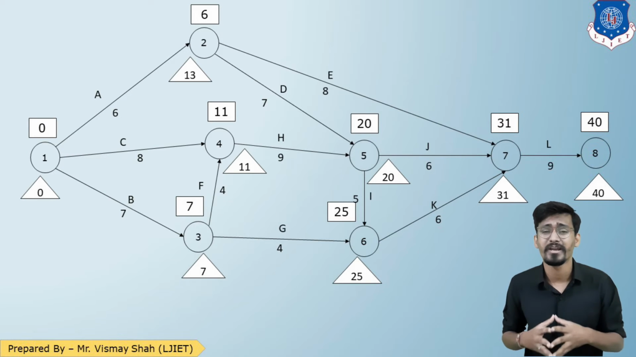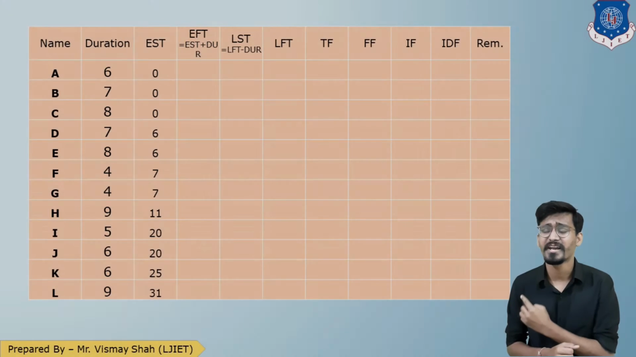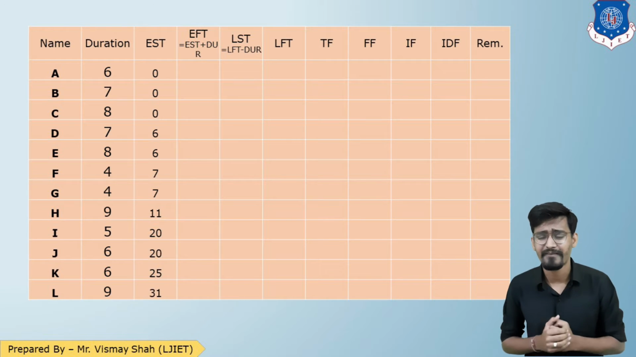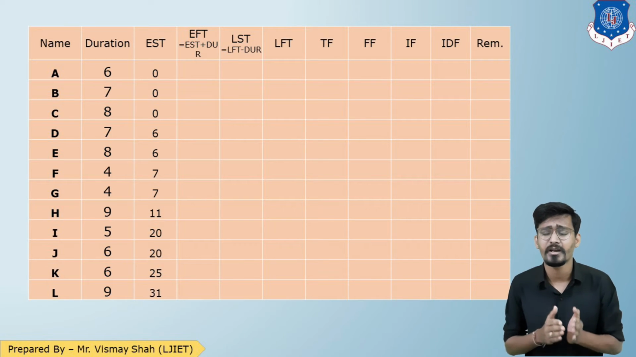So that is how we need to find EST, earliest start time. So let us complete the values in the table. Alright, so here is the column of EST, earliest start time. Entire table I have completed. Now EFT, earliest finish time.